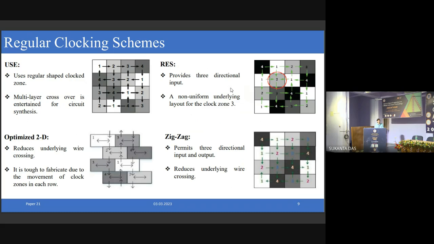But to provide three-directional input, the uniformity of the clock zone 3 is lost. In case of optimized 2D, the wiring complexity is reduced compared to the other clocking schemes. But we can easily find out that the clocking zones are shifted leftward or rightward. Due to this reason, it is very difficult to fabricate. But the zigzag clocking scheme overcomes all the problems of the other clocking schemes, and at the same time, it provides three-directional input and output.